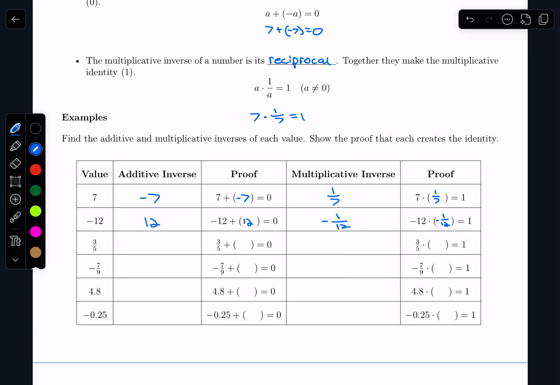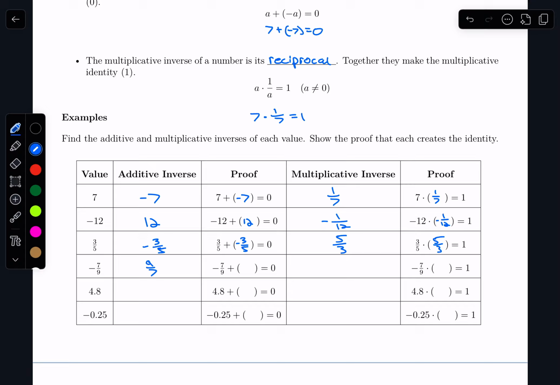For fractions, 3/5, if we want to do the additive inverse, we make it negative 3/5. So additive inverse is always easy, just change the sign. For the multiplicative inverse, though, we have to flip it over, so we're going to get 5 over 3. 3 over 5 times 5 over 3, the 5s will cancel, the 3s will cancel, and we just get 1. If that fraction is negative, like negative 7 over 9, we're just going to change it to a positive, so positive 9 over 7. We actually don't need that addition symbol.